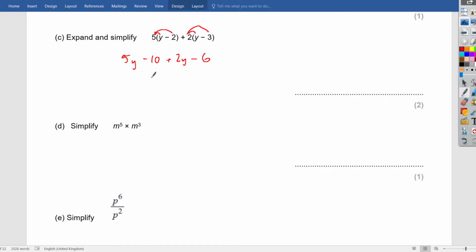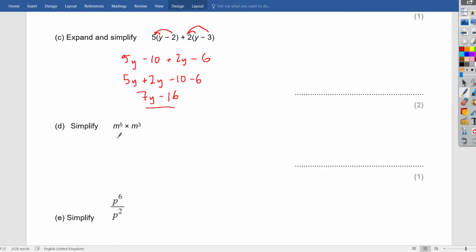Now let's write all the letters next to each other and the numbers. So we've got 5y, we've got a plus 2y there, we've got minus 10, and we've got minus 6. When we're simplifying, we're going to collect all the y's together. 5y plus 2y is 7y. And we've got minus 10, minus 6. If you're down by 10, you fall another 6, you're going to be down overall by 16. So that's your final answer.